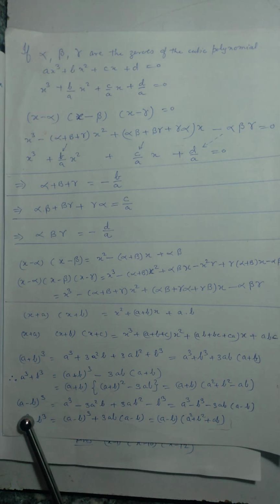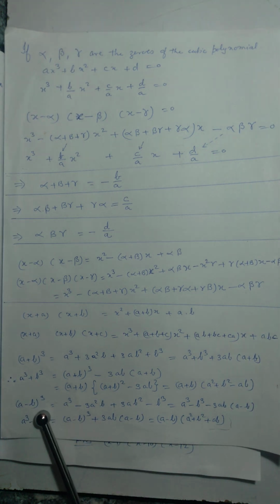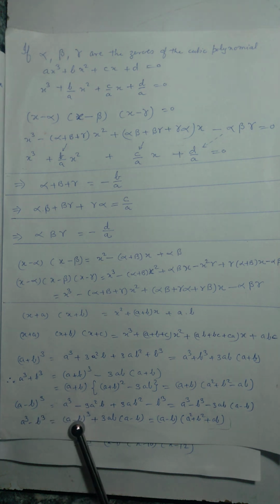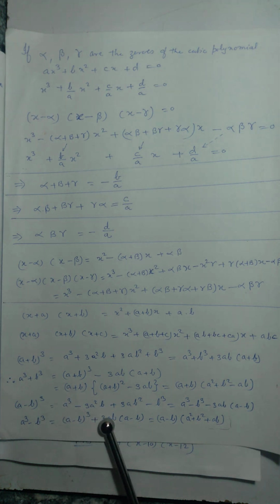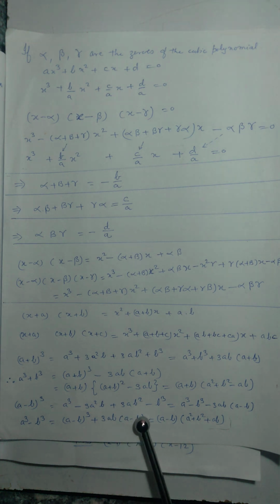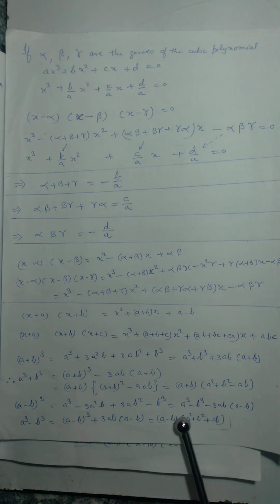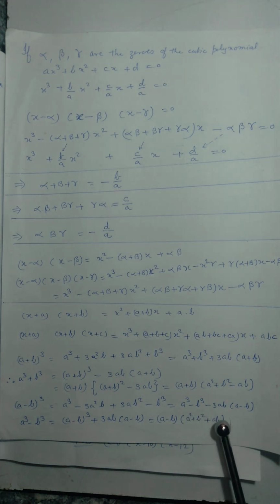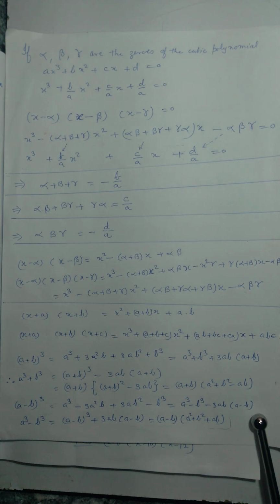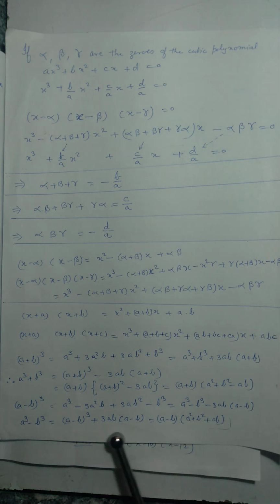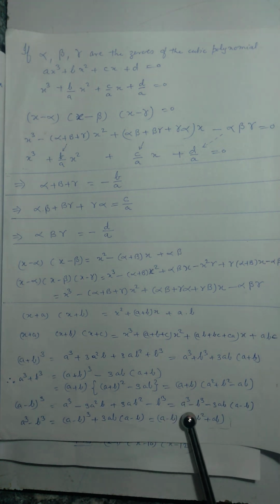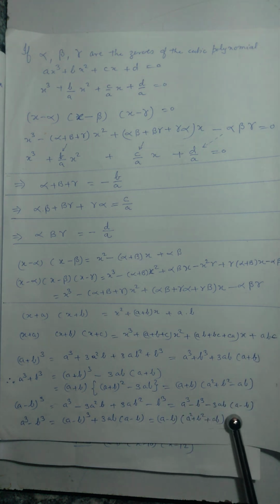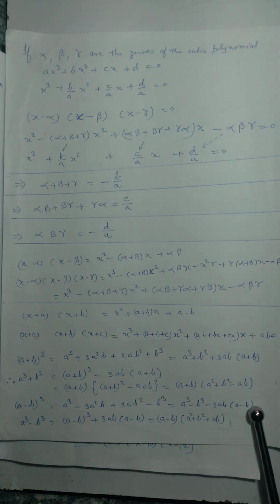Now you see the third, that is (a minus b) whole cube. Here it is a cube minus 3a square b plus 3ab square minus b cube. You can rearrange it like this: a cube minus b cube minus 3ab inside the bracket a minus b. Now if you want to find out the value of a cube minus b cube, you keep it on one side and transpose this portion, means minus 3ab into a minus b.